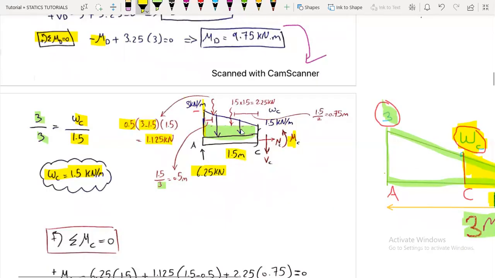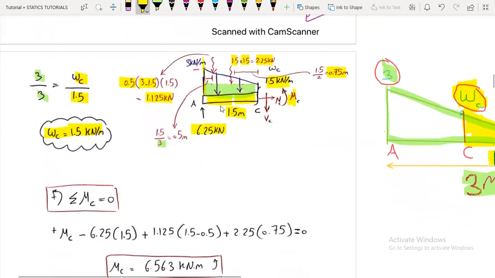1.5 meters, which is the length, multiplied by the distributed load, which is 1.5, will give us 2.25 kilonewtons acting at the middle. So here it is 0.75 and 0.75. Now we are ready to use our equilibrium equations.